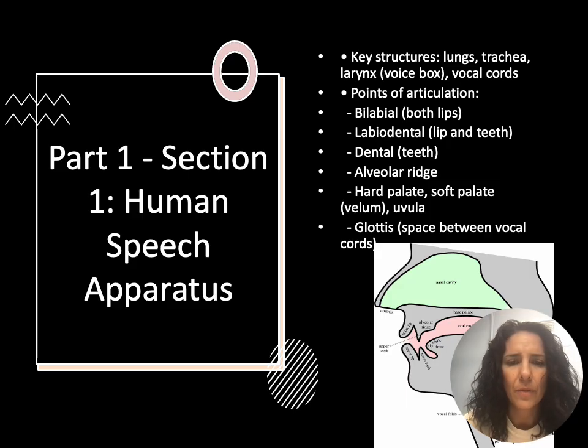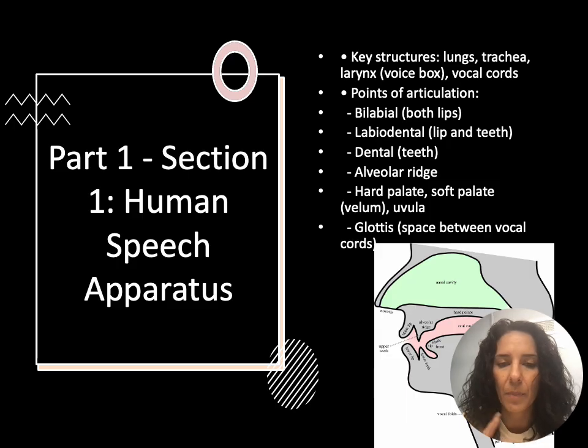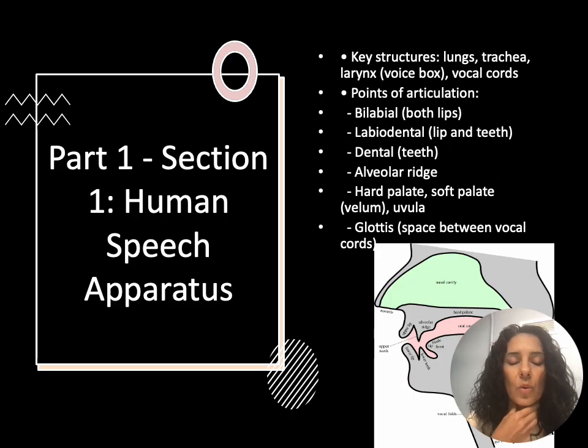We also have some key structures: the lungs, the trachea, and the larynx, which is the voice box and the vocal cords. Our points of articulation are the bilabials, which use both lips; the labiodental, which is the lips and the teeth; the dental, which is the teeth; the alveolar, which is the ridge; the hard palate, the soft palate, the velum, the uvula, and the glottis, which is the space between our vocal cords.